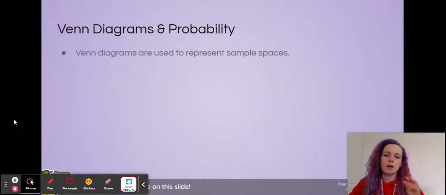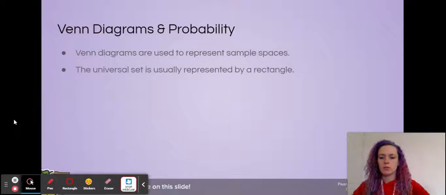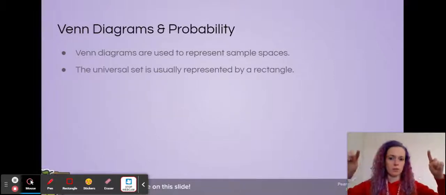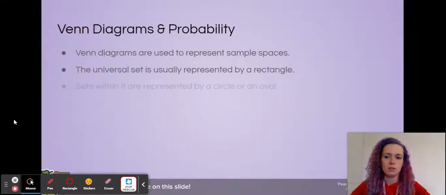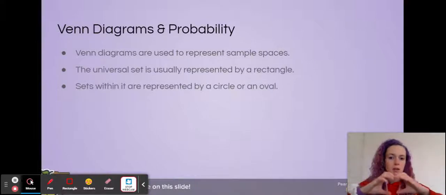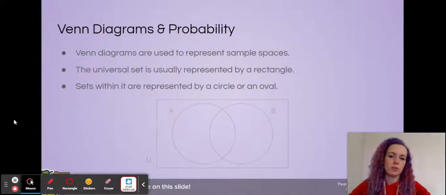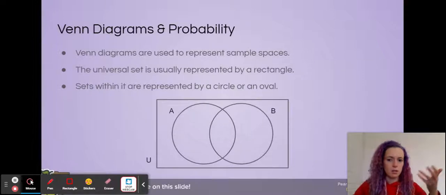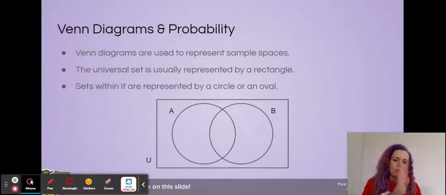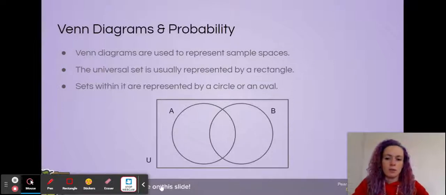So Venn diagrams are another way we can represent sample spaces, and how they're usually drawn is you have the universal set, which is represented by a rectangle, and then sets within it are represented by a circle or an oval. So we have the standard Venn diagram where you have one overlapping piece with the two sets in the middle of the universal set, again, represented by that rectangle. But we're going to look at a couple of different options here as well.